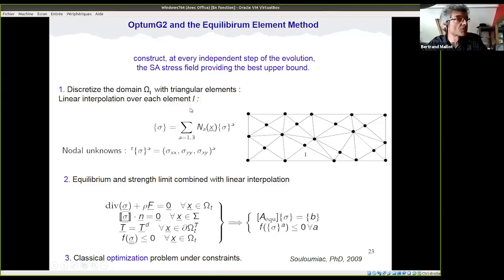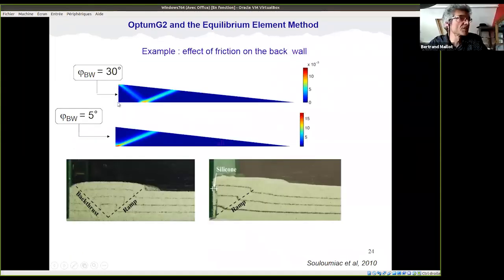Some examples quickly. One issue that appeared with the colleagues doing experiments and numerical modeling of these things was that they did not understand why sometimes the result would give this situation where we had slip on the basal fault and then a forward thrust, and sometimes only directly a forward thrust coming from the base of the wall. And in fact, we propose an explanation simply by saying that it depends on the friction on the back wall itself. With high friction, the material cannot slide on it. Therefore, it will activate the base in order to avoid sliding on it.